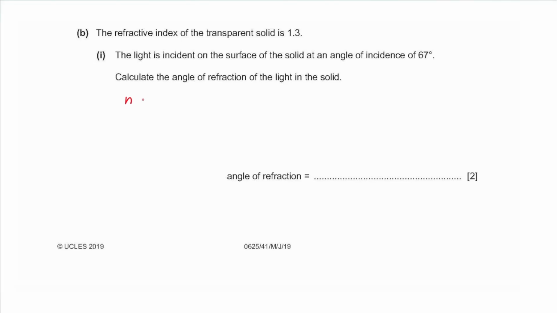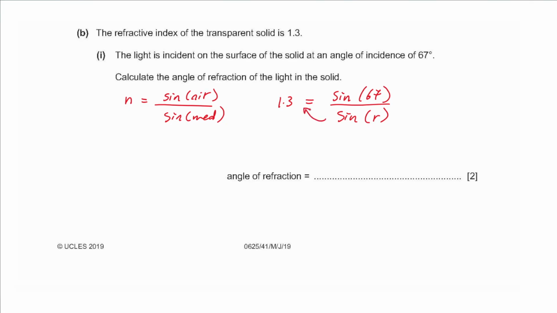We use the equation of refractive index. It is equal to sine the angle in air divided by sine the angle in the other medium. Substituting with the 1.3 equal to sine the angle in air 67 divided by sine the unknown angle of refraction r. We replace sine r with 1.3, and after calculating sine 67 over 1.3 and getting the answer, we do an inverse sine, so shift sine answer. That gives an angle of 45.078966. We can approximate that to 45 degrees to two significant figures.